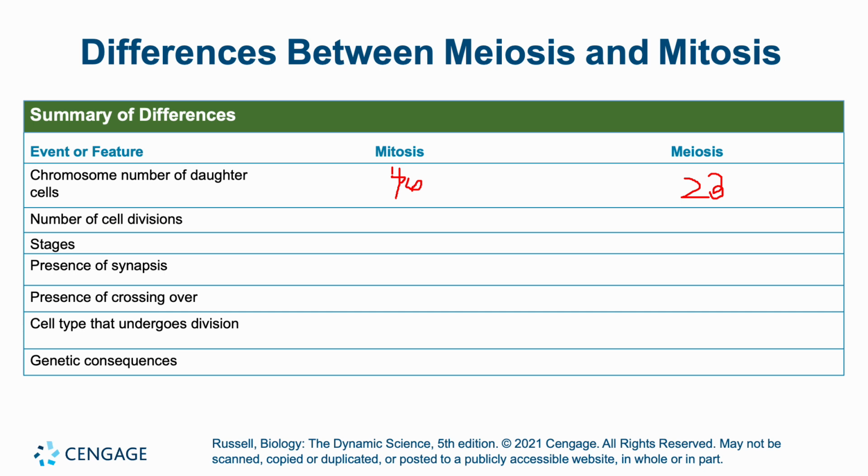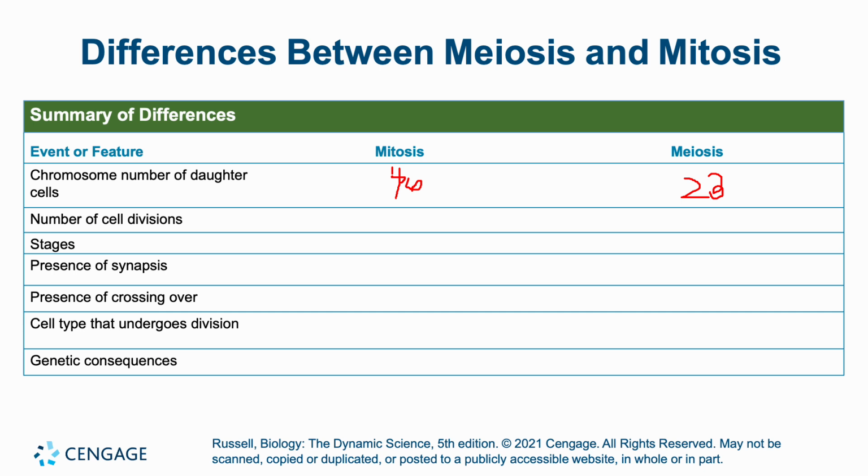Now, for the number of cell divisions, they are also different. So, what do you think is the difference sa number ng cell divisions for mitosis and meiosis? Okay, good job. For mitosis, we only have one cell division. On the other hand, for meiosis, we have two cell divisions. The first, meiotic division, and then the second, meiotic division.